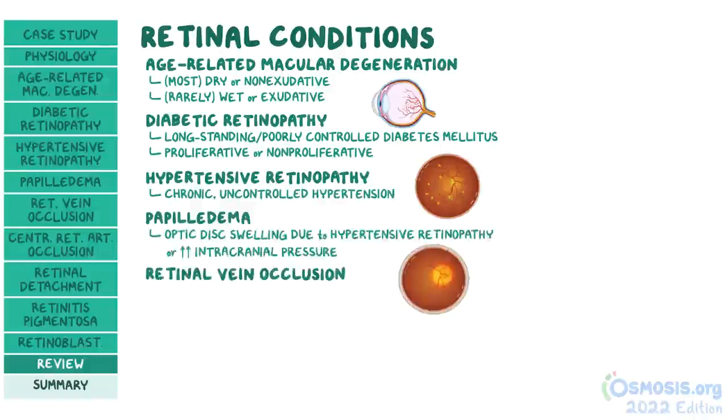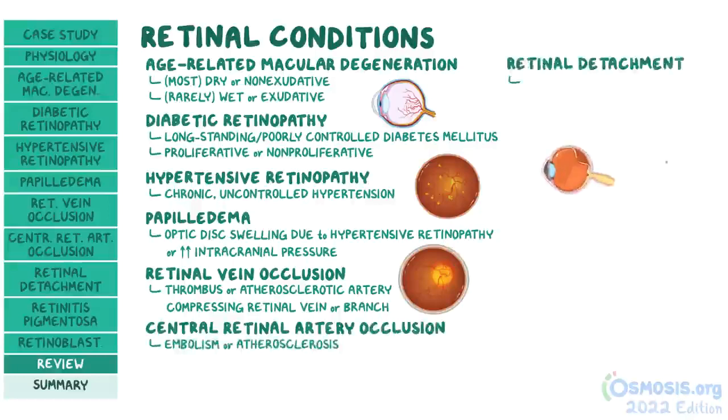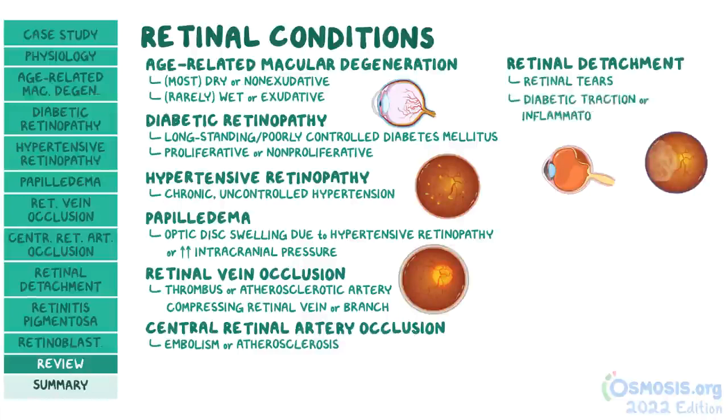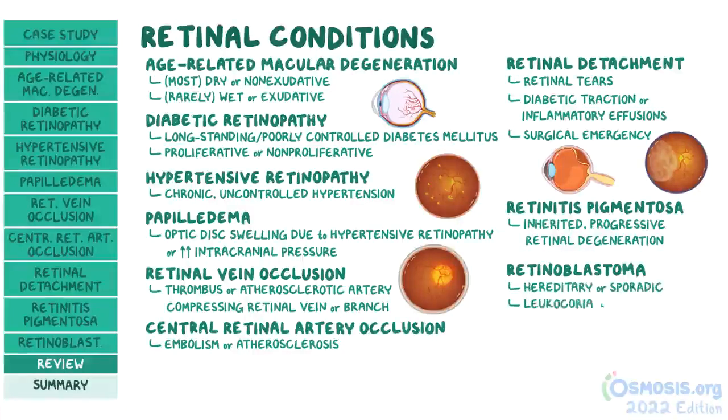Retinal vein occlusion is associated with a thrombus or an atherosclerotic artery compressing the retinal vein or a branch, while central retinal artery occlusion is due to embolism or atherosclerosis. Retinal detachment is usually due to retinal tears, but can also be caused by diabetic traction or inflammatory effusions and is a surgical emergency. Retinitis pigmentosa is an inherited, progressive retinal degeneration. Finally, retinoblastoma can be hereditary or sporadic and causes leukocoria and absent red reflex.